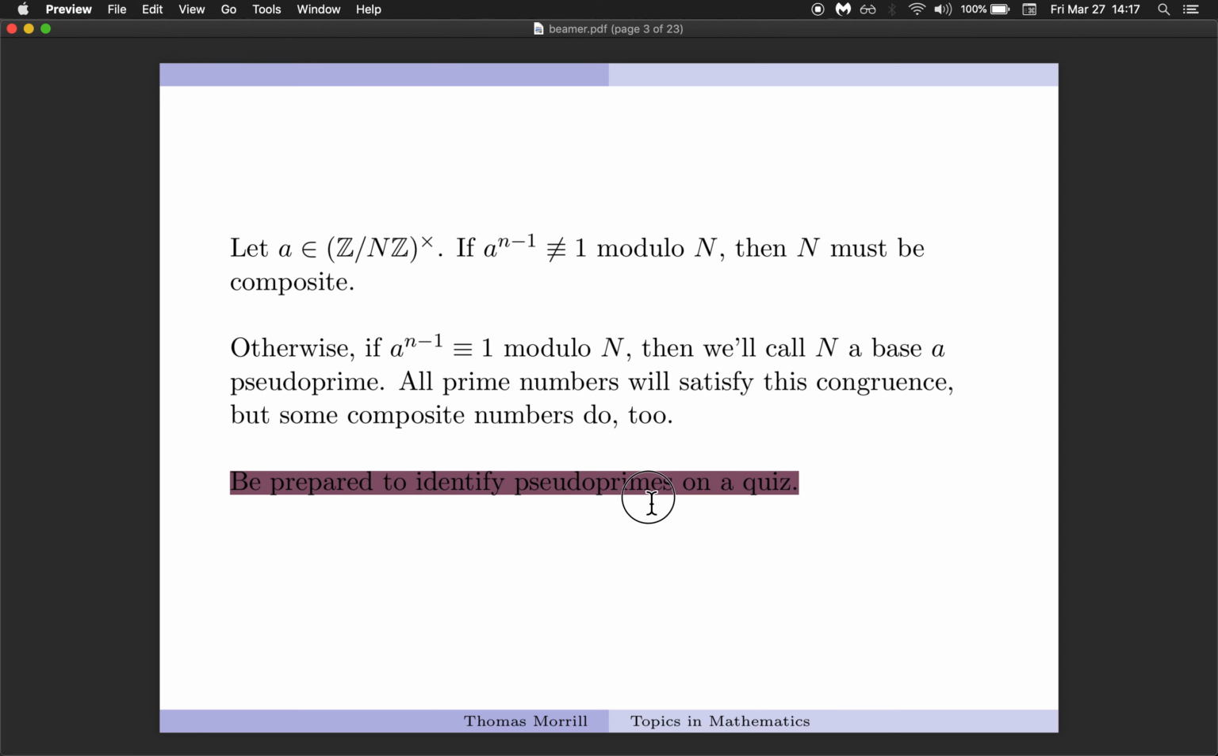You should be ready to identify pseudoprimes on a quiz. So I can say, is the number 73 a pseudoprime to the base 10? You'll take 10 to the power 72, check whether or not you get 1 modulo 73. If yes, you get 1, it's a pseudoprime. If no, you don't get 1, it's composite. So that is something that I will be expecting in the near future.